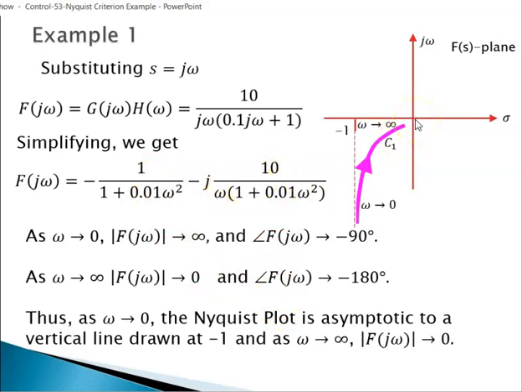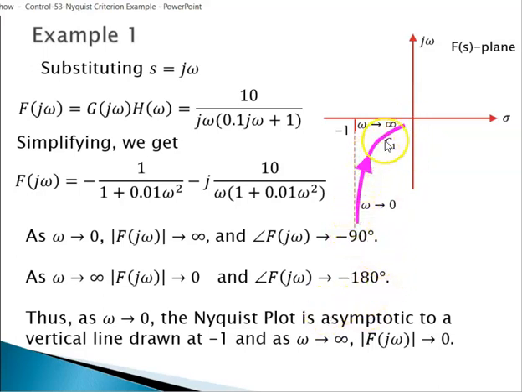So the vector is from here to minus 1, which is minus 180 degrees. When omega tends to 0, magnitude is infinity, phase angle is minus 90, so it begins somewhere here. When omega tends to infinity, it's very close to origin. We cannot show it so close. If you show it very close, you cannot see that there is a gap. And angle is minus 180.